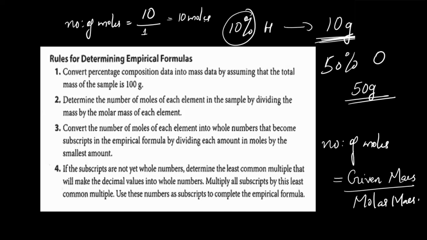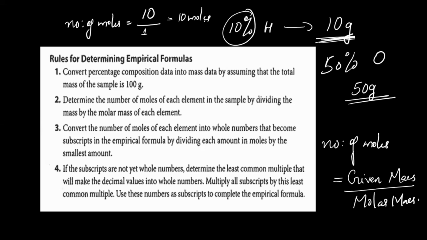So that is the second step. You have to determine the number of moles of each element in the sample by dividing the mass by its molar mass. And what is the third step? Then you have calculated all the number of moles of the given elements, hydrogen, oxygen, nitrogen, everything. After that, you have to select the lowest number of moles. Which one is having the lowest number of moles?